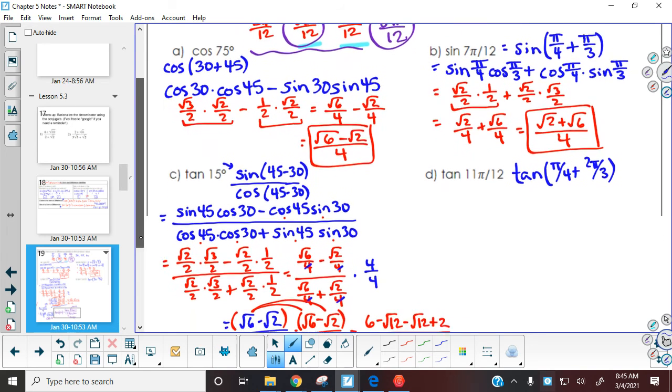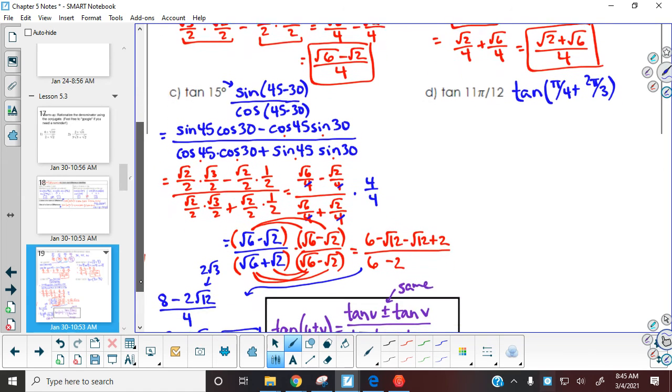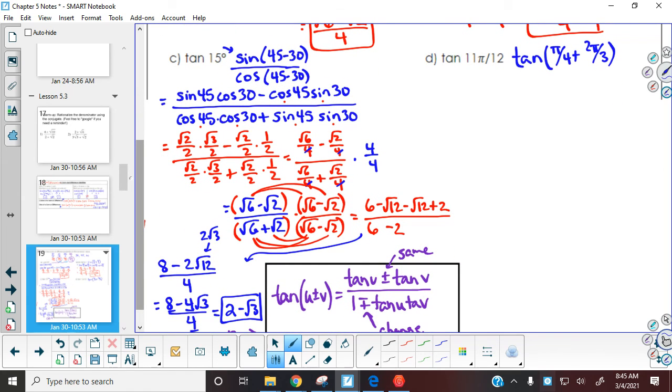And what we're going to use for this one, instead of using what we did on the left, the sine over cosine, I'm just going to practice using what we did here in this box. So if we look at this, we have tangent of u on top, so tangent of pi over 4. Notice we keep the sign, so it's in the numerator, so it's going to stay plus. And then tangent 2 pi over 3. And then all over 1, and then again, your sign changes in the bottom, so it turns to minus, tangent of pi over 4 times tangent of 2 pi over 3.